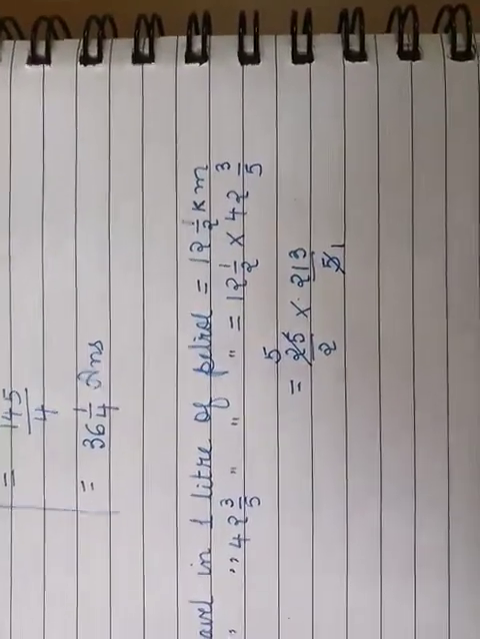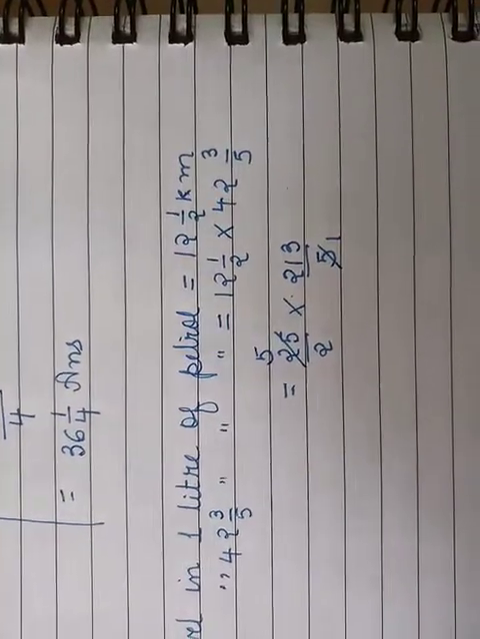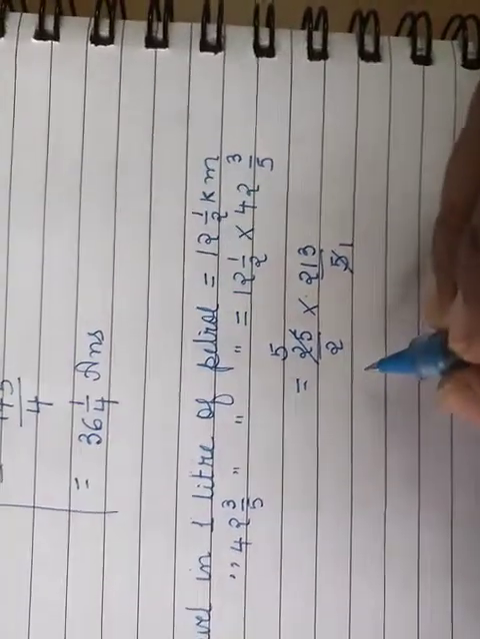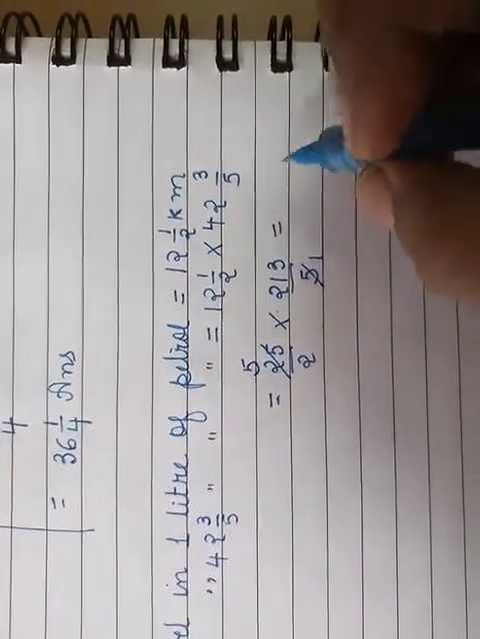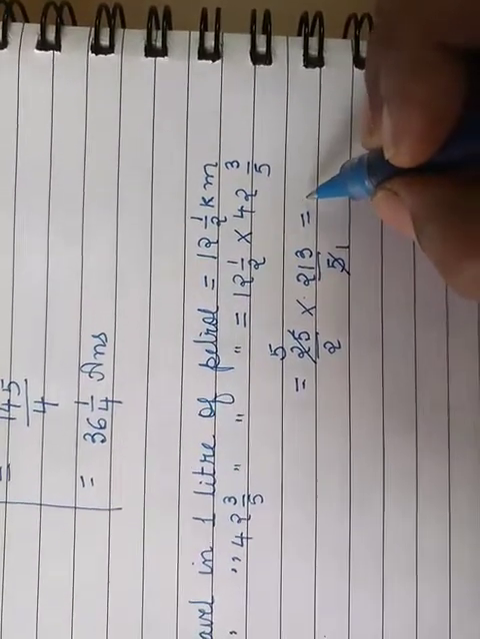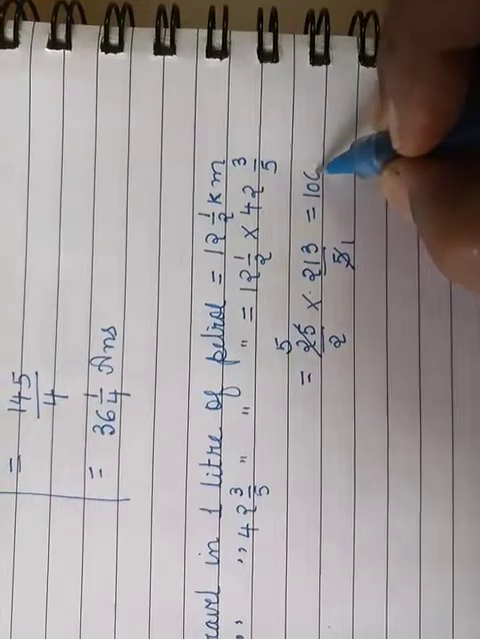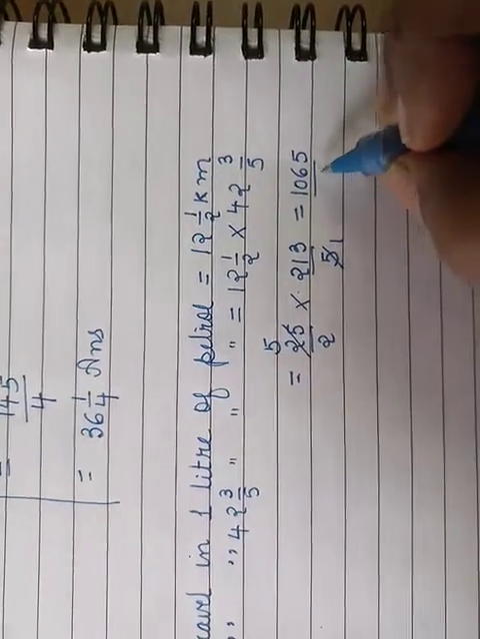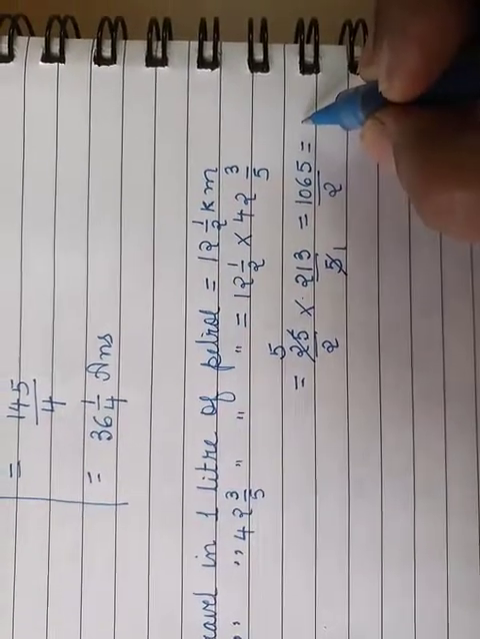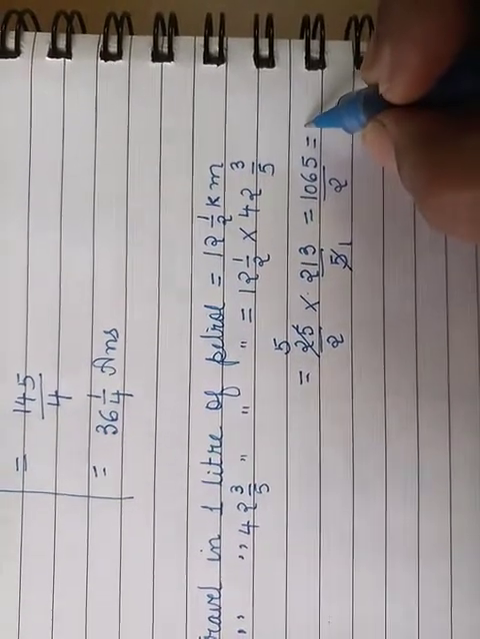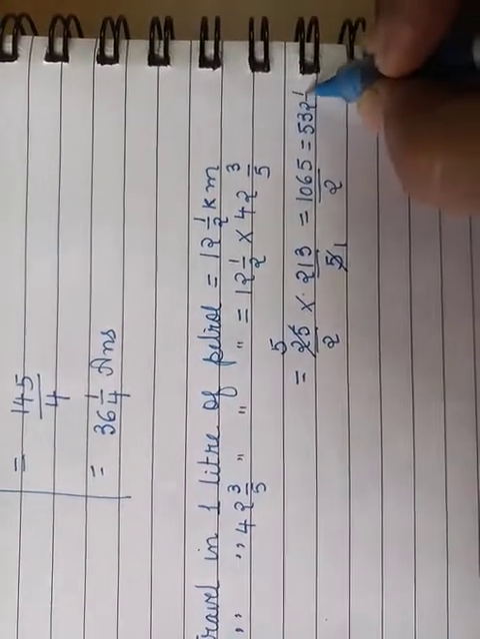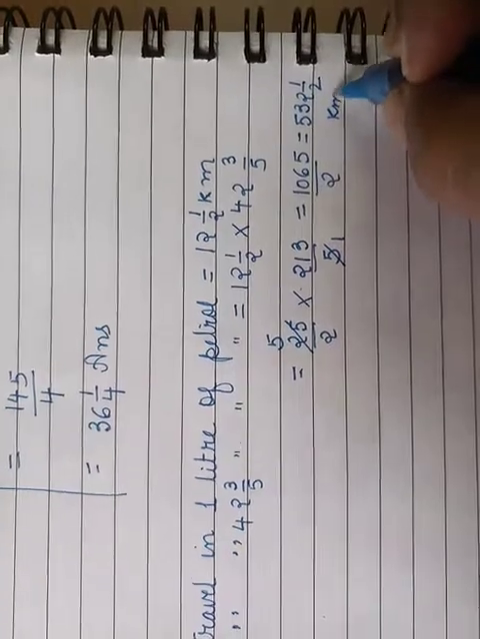2 and 213 cannot be cancelled. Even 2 and 5 cannot be cancelled. So we multiply and write the answer. When you multiply 213 with 5, you will get 1065 divided by 2. Now I convert this improper fraction into a mixed fraction. When you divide, you will find that it is equal to 532 1 by 2 kilometer.